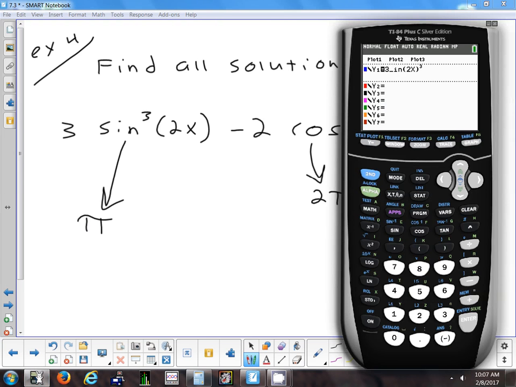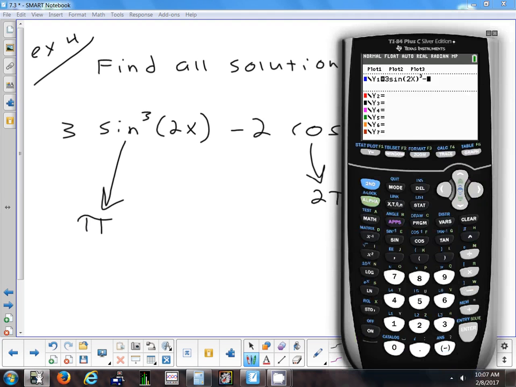So we've got 3 sine 2x. I don't think it's going to cube the 3. The exponent should just apply to the first term. So let's try it like that. Minus 2 cosine x. I know what the answers are supposed to be, so if it messes it up, then we'll know in the future. Always put parentheses around what you're cubing if you have a number in front. But I don't think you need it.